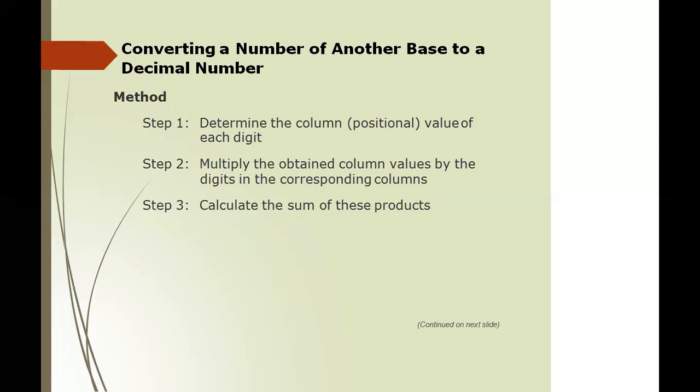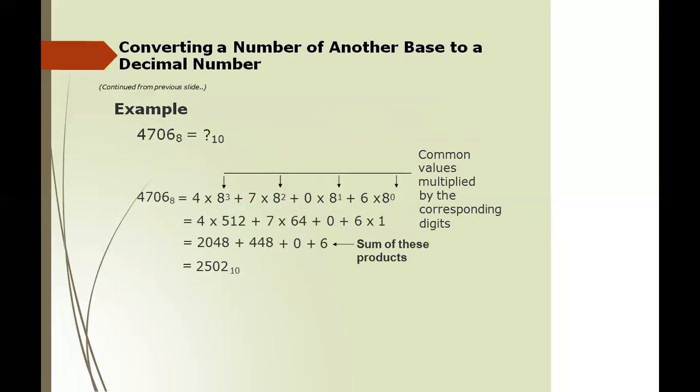Step one is to determine the column positional value of each digit, and multiply the obtained column value by the digit of the corresponding column. And step three is calculating the sum of all of these products. For example, previously we have converted such a value. Here 4, 7, 0, and 6 are the digits, and we want to convert this value into the decimal number system, and it's an octal value.